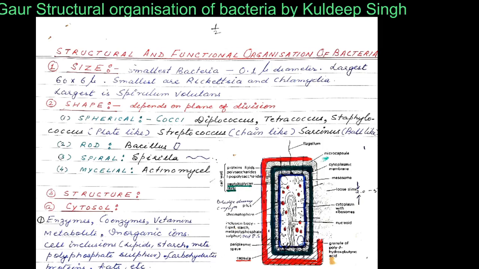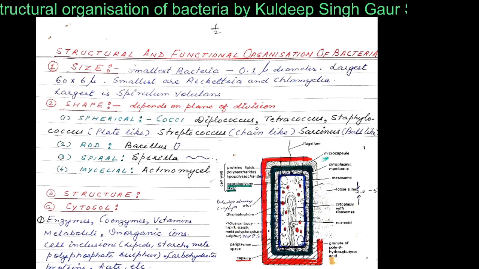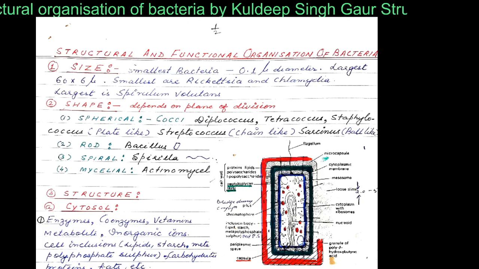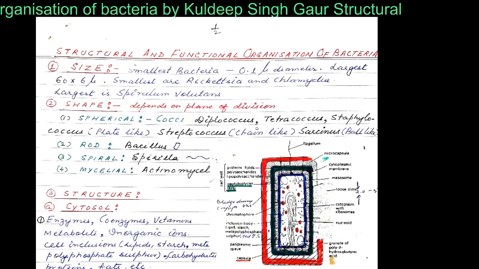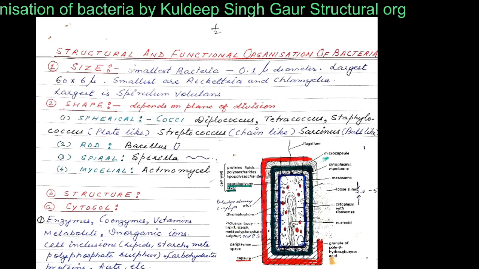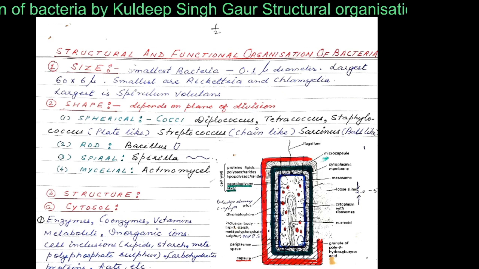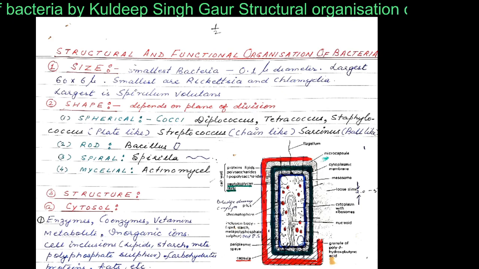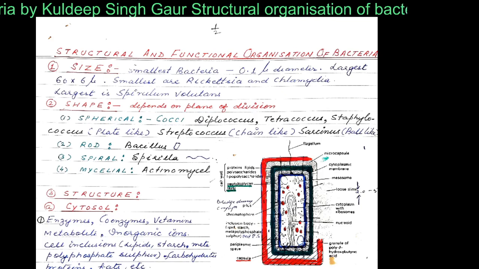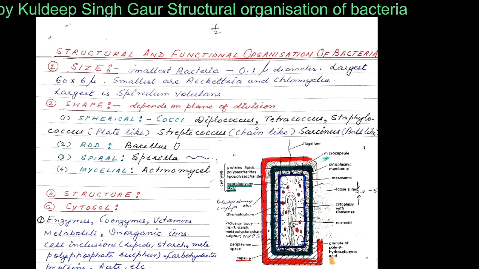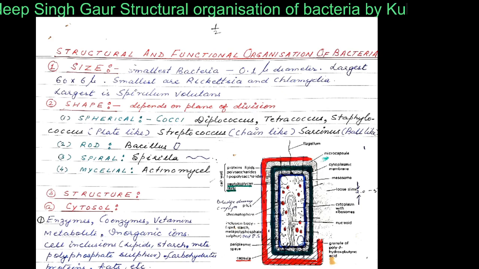Dear students, today we are going to study the structural and functional organization of bacteria. Bacteria, as you all know, belong to the prokaryote group. That means they do not have a perfect nucleus, and their nuclear material and genome remain unsurrounded by any kind of membrane. Let us first study the size.